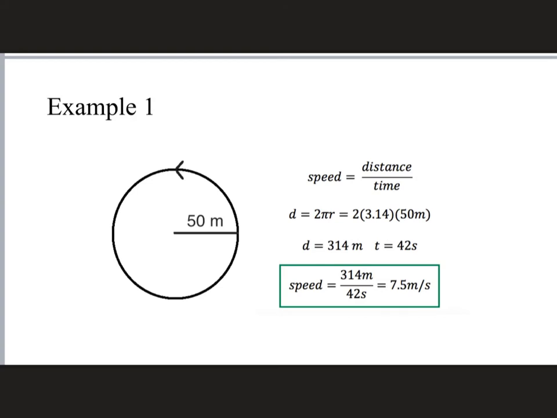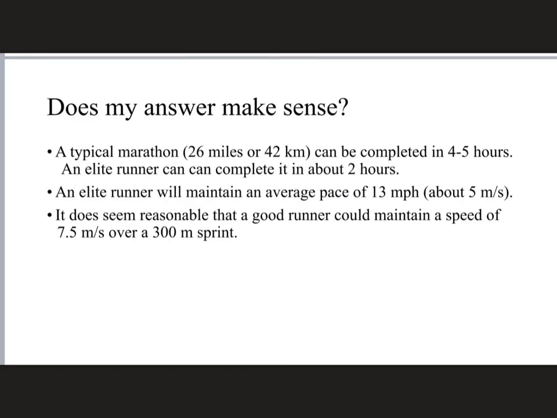Now, is that a reasonable number or not? I don't know. How might we check that out? Well, we can kind of imagine this by looking at some other ideas. So a typical marathon, if you run marathons or you know someone that runs marathons, is roughly 26 miles in length, or about 42 kilometers. And most people that run them typically run them in 4 to 5 hours.